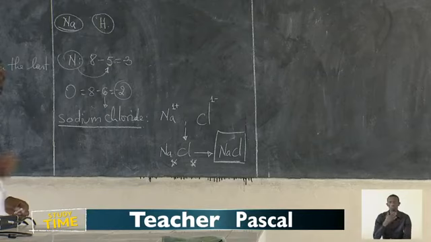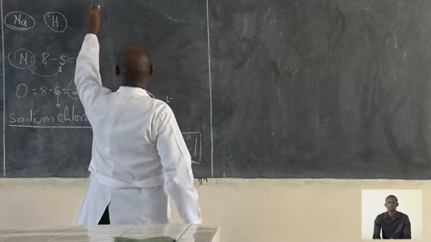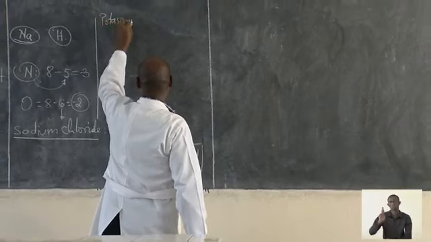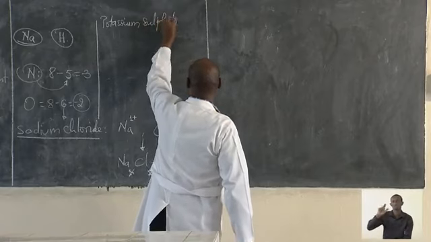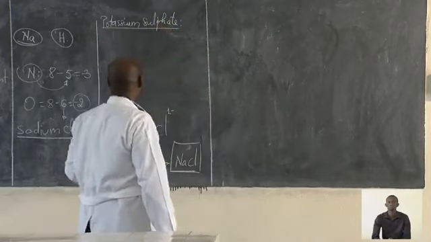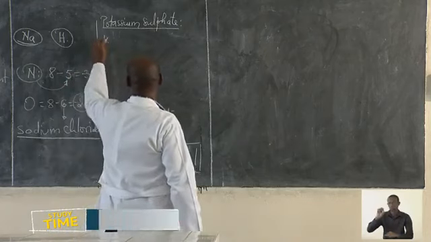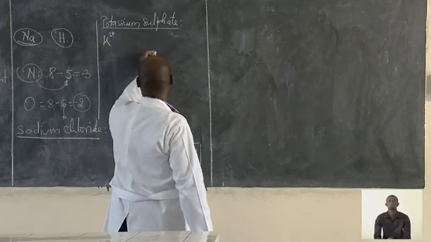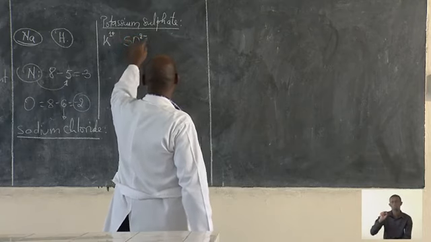Do you want another example? Yes. Let's have another example. Let's say we have a compound called potassium sulfate. Do you remember the formula of potassium? It is K with 1 positive, that is the valency. And the sulfate ion is SO4 with 2 negative. This is the valency.